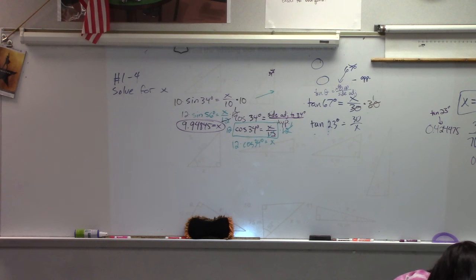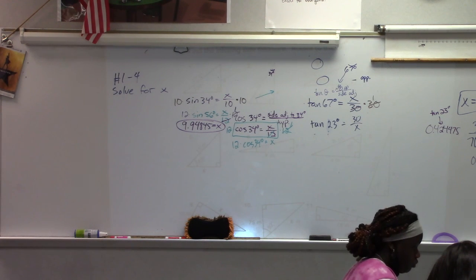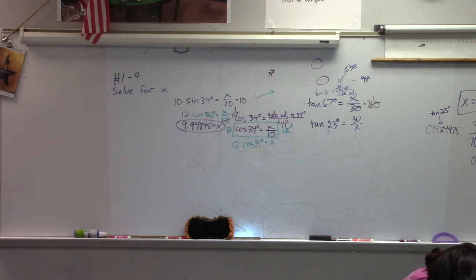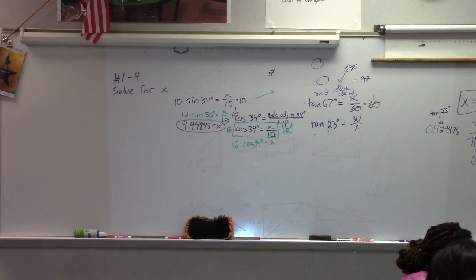Wait, opposite divided by. Cosine 48 degrees equals x divided by 25. Cosine is adjacent divided by hypotenuse, right? You good with that? Okay. So wait, what are we trying to do? We're solving for x.